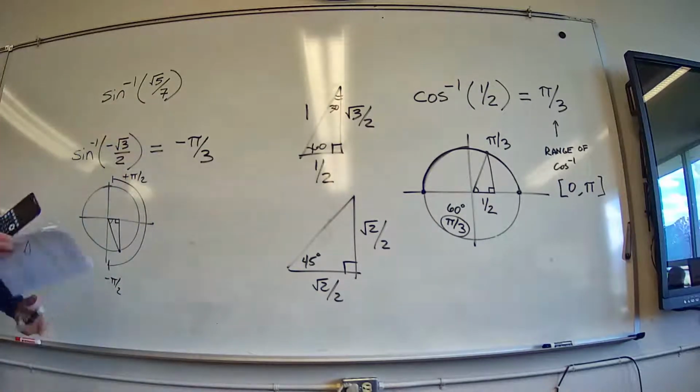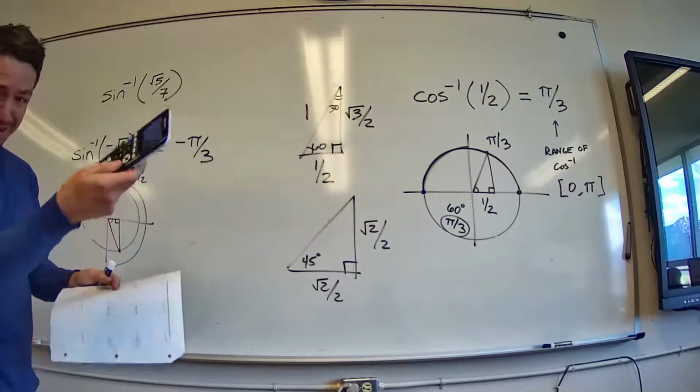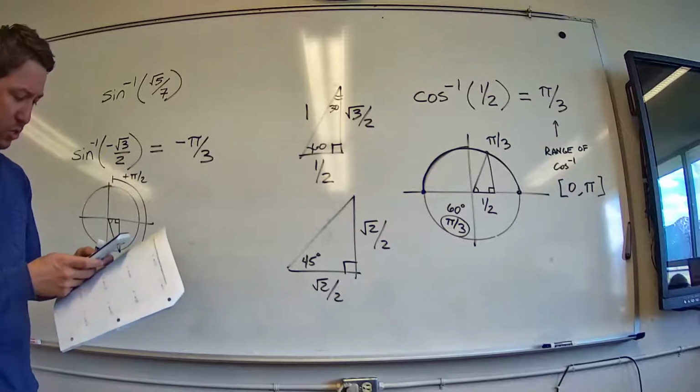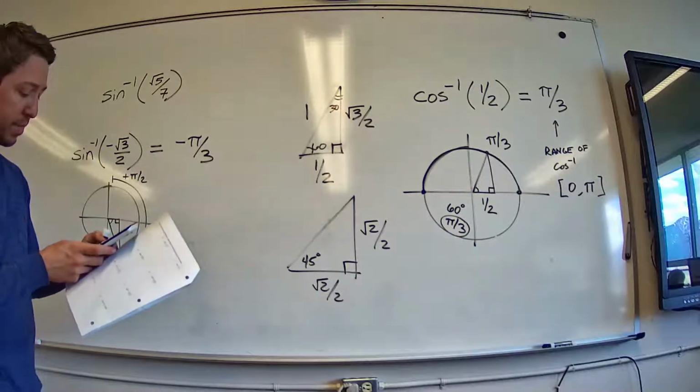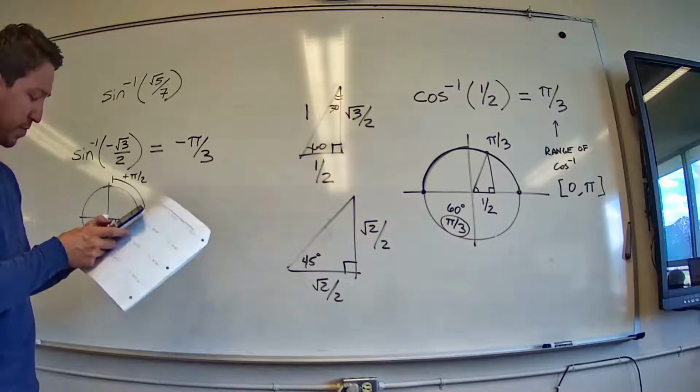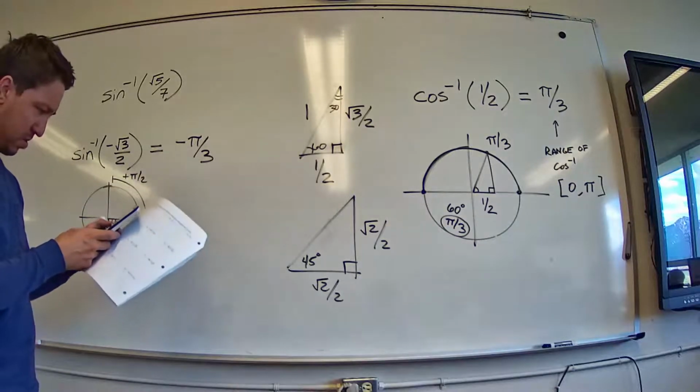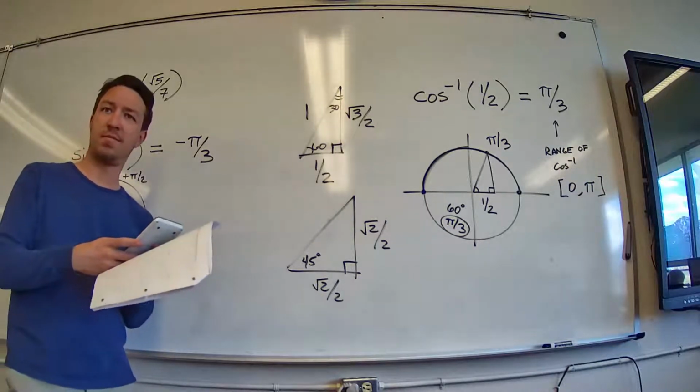This ratio, I mean, if you're curious, I'll tell you. Take my calculator. I'm going to put it on degree mode and say, Mr. Calculator, what's the inverse sine of root 5 over 7? Taking bets.